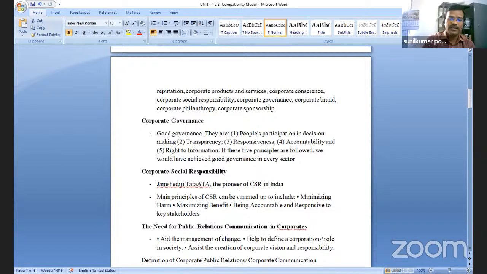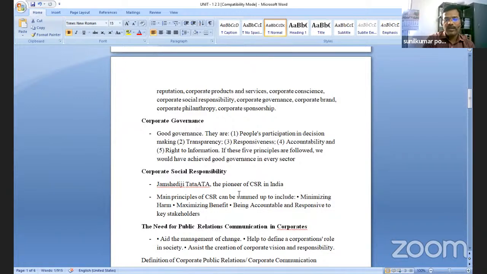And another one is transparency. For example, a municipal corporation office is a government office, but there is a citizen charter. So what work will be completed in how many days? There is a citizen charter. That means they are following transparency, and the amount charged for that service, everything is displayed in their office.